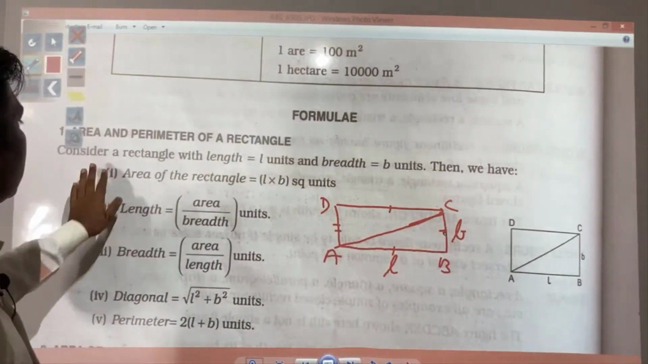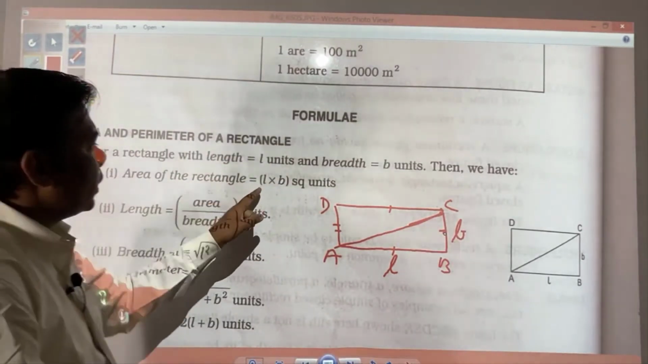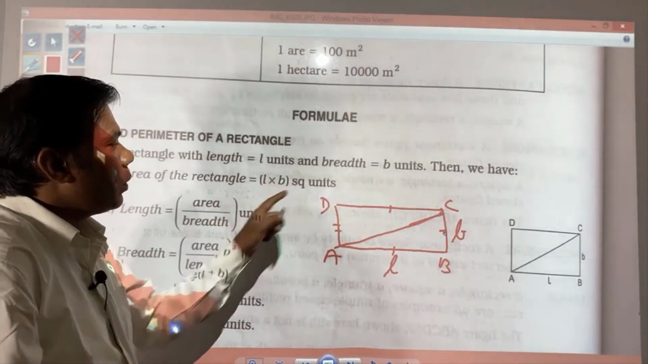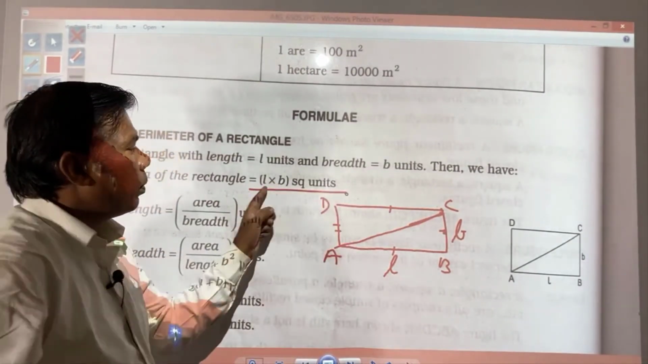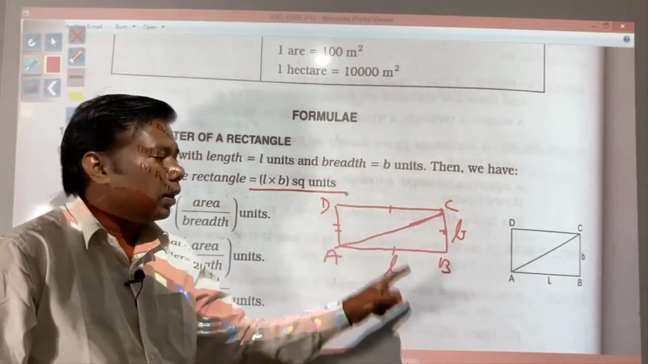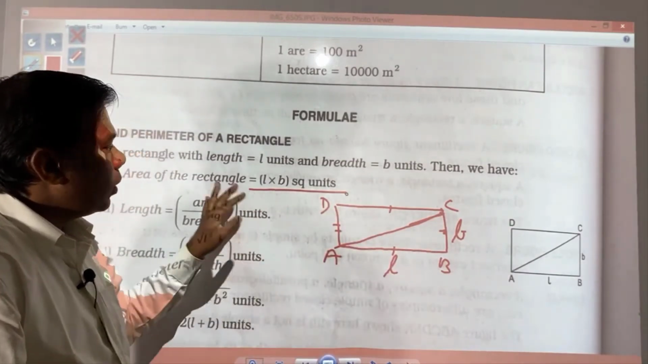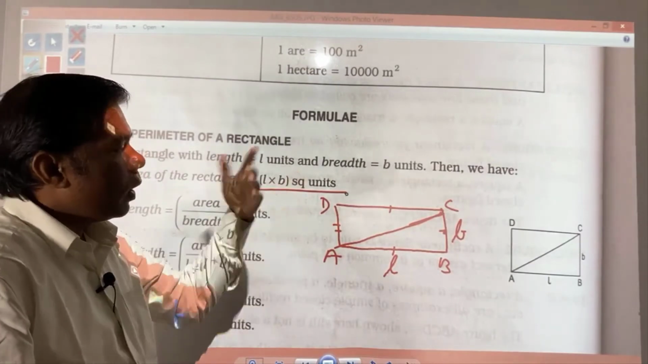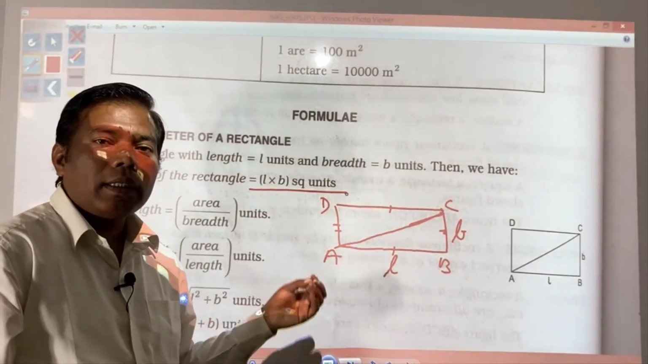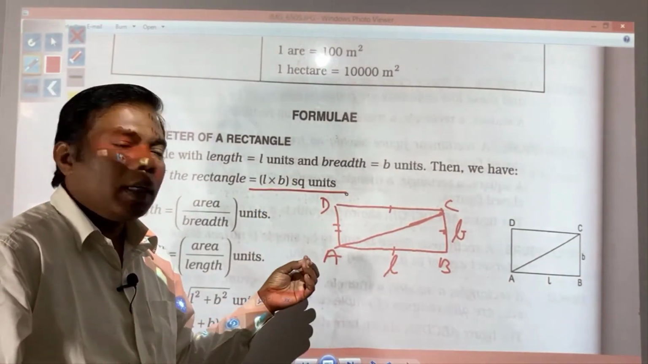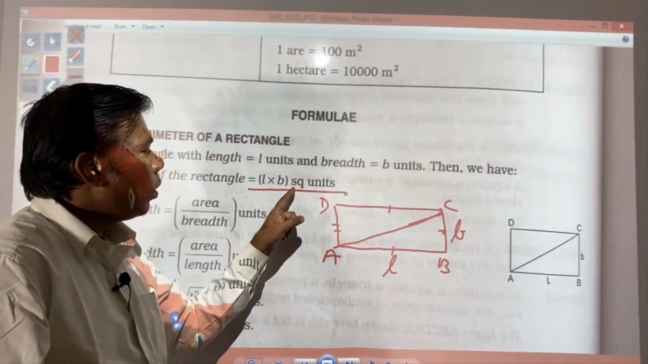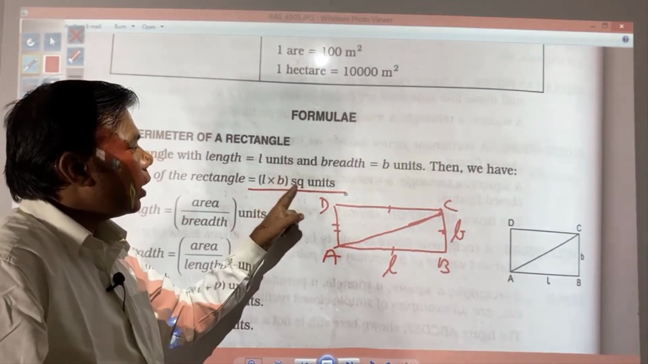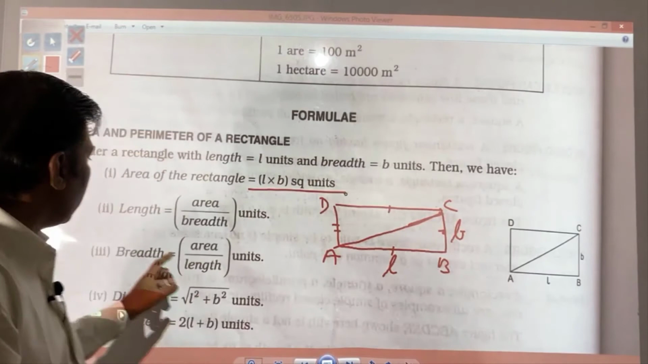Now here you see, first we have the area of the rectangle is equal to L into B square unit. This you need to remember, L into B. This is a rectangle. If you want to find out the area of a rectangle, that will be L into B, and whatever unit has been given, either centimeter or meter or kilometer, that will be centimeter square or meter square or kilometer square. Those things you need to write.